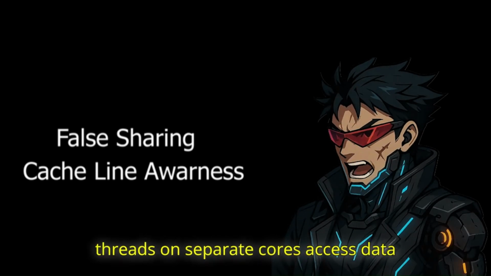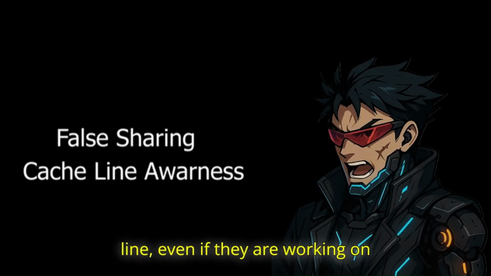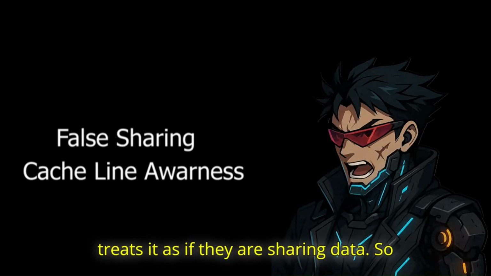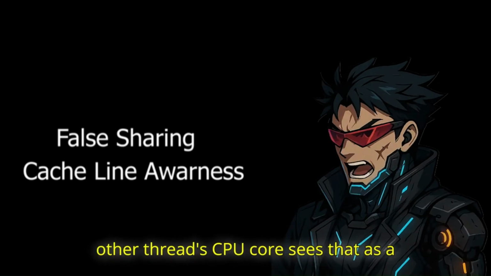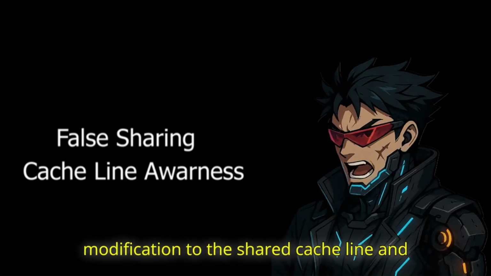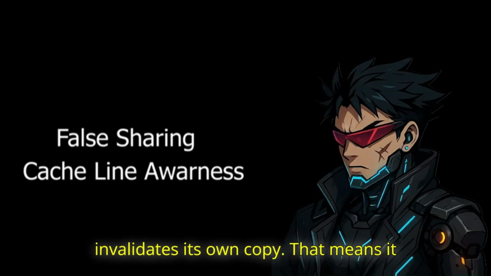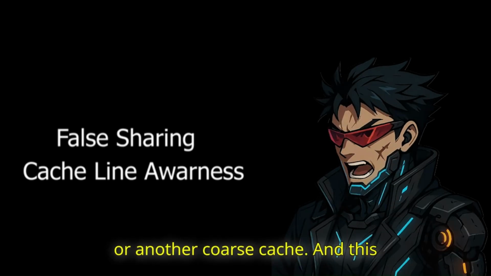When two threads on separate cores access data that happen to lie within the same cache line, even if they are working on completely different variables, the CPU treats it as if they are sharing data. So if one thread writes to its variable, the other thread's CPU core sees that as a modification to the shared cache line and invalidates its own copy. That means it needs to reload the data from main memory or another core's cache, and this introduces latency.